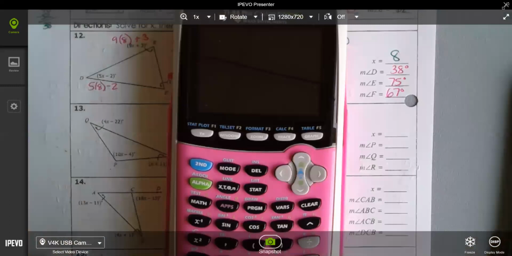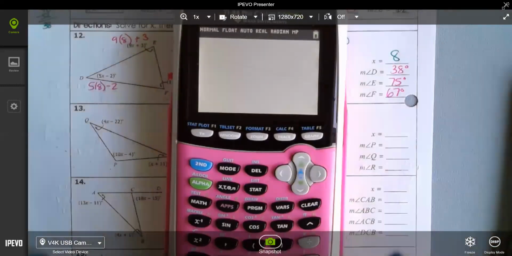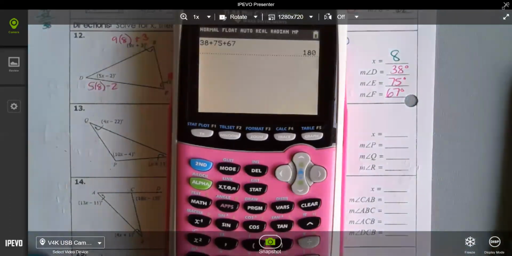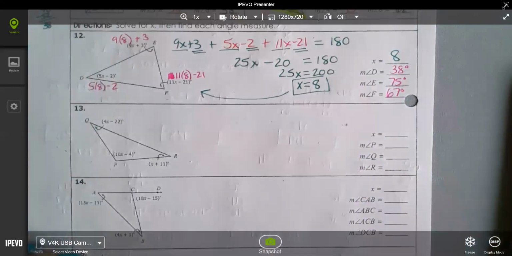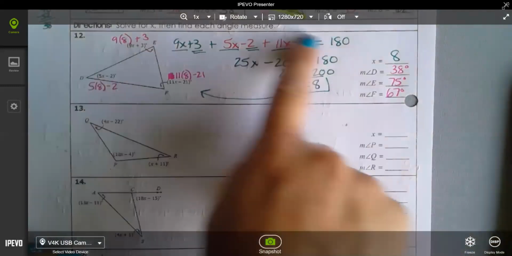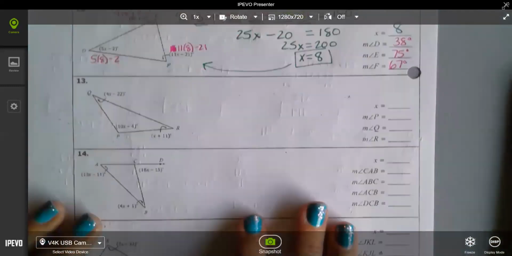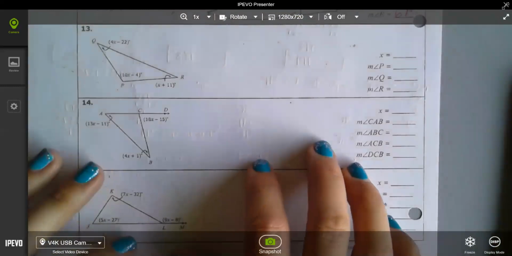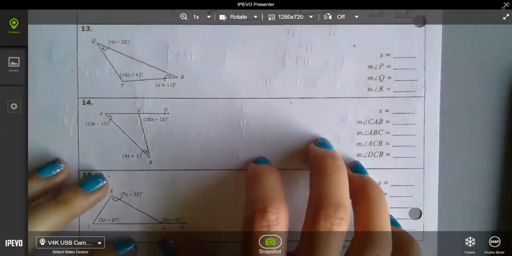And to check yourself, remember, you can add up all 3, so 38 plus 75 plus 67, and it should equal 180 degrees. That is a great way to double check your math without having to do a bunch of algebra. Just make sure that your triangle adds up to 180 degrees.